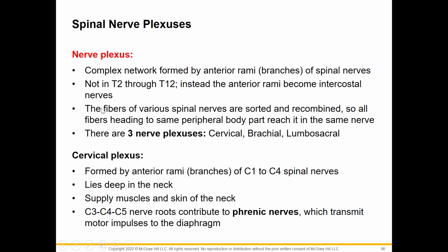Now I'll get back to that. You have 3 different nerve plexuses throughout the body: a cervical, a brachial, and a lumbosacral. Cervical, we already know, means referring to the neck. Brachial, you should know by now, means referring to the arm, and lumbosacral is that lower portion of the vertebral column. I will not ask you more detailed information about the different nerve plexuses, but you need to know the 3 different nerve plexuses.